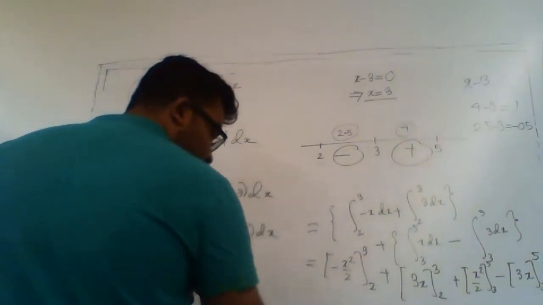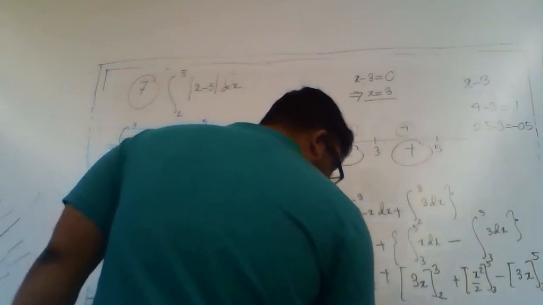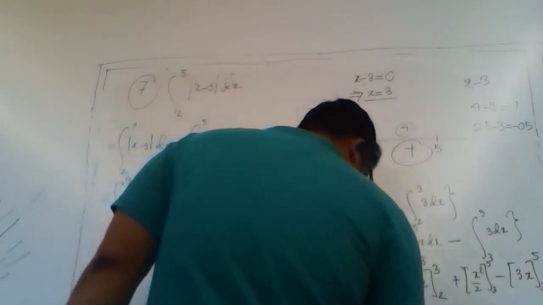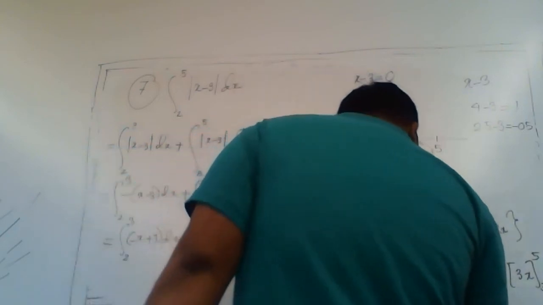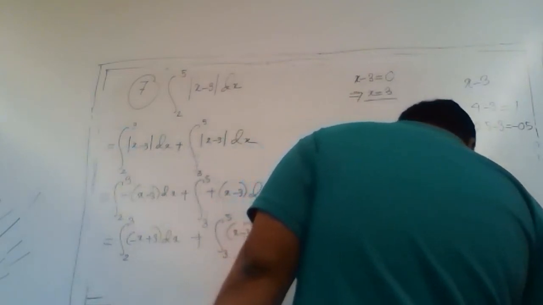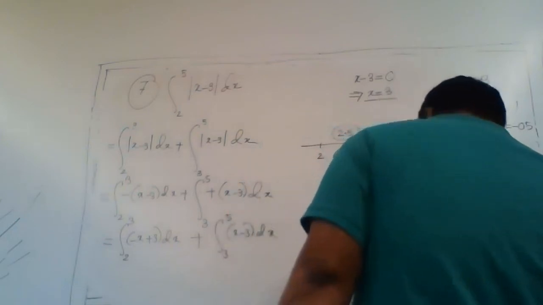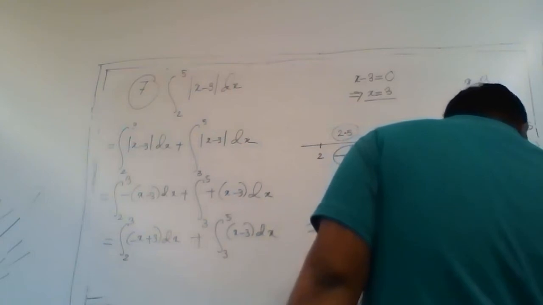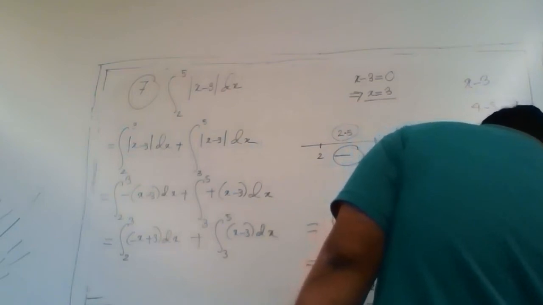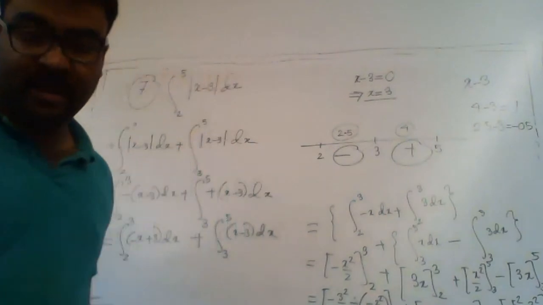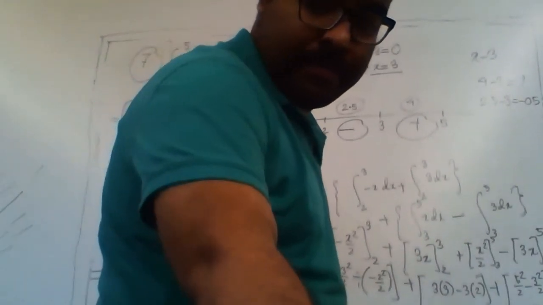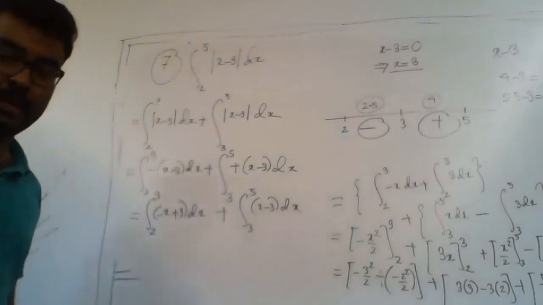So if you put 3, you get minus 3 squared by 2, plus, because minus of minus, 2 squared by 2, plus you get 3 times 3 minus 3 times 2, plus 5 squared by 2 minus 3 squared by 2 minus 3 times 5 minus 3 times 3. Okay, so this is what you get.